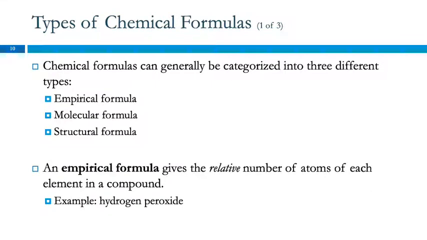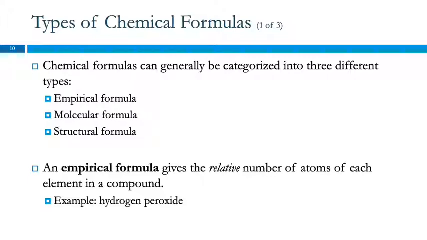We can write 3 different kinds of formulas, and which one we use depends on what kind of information we need to convey. There are empirical formulas, molecular formulas, and structural formulas. The empirical formula, empirical means from experiment. And so an empirical formula is found by doing an experiment, and we'll be doing one of those in experiment 3. It just gives the relative numbers of the atoms of each element.